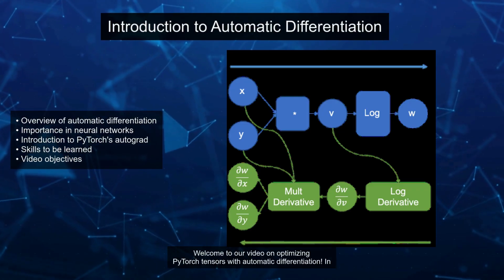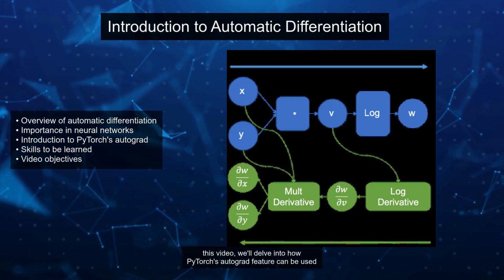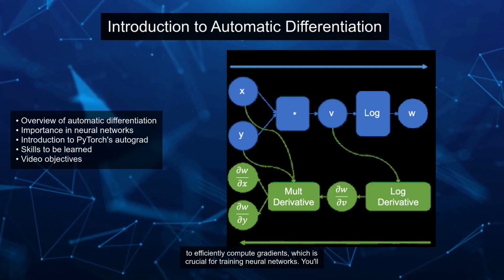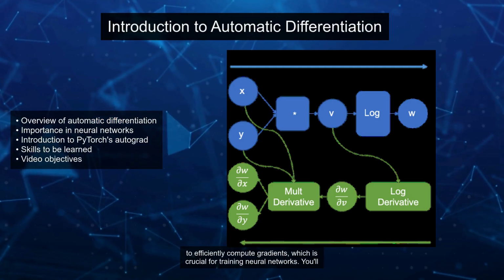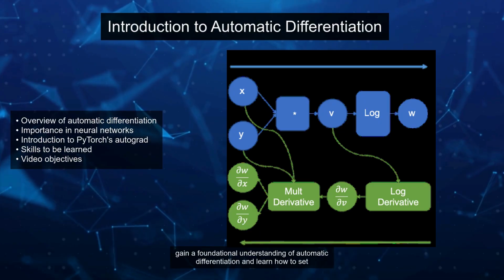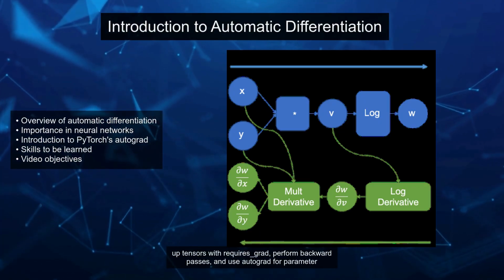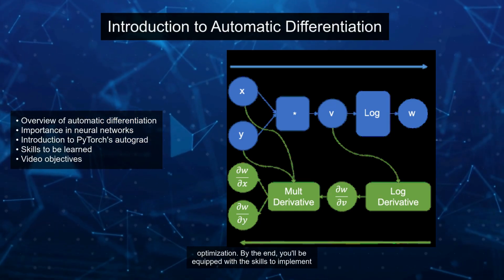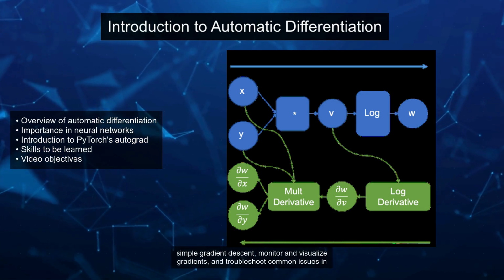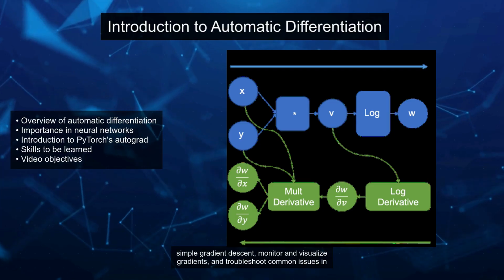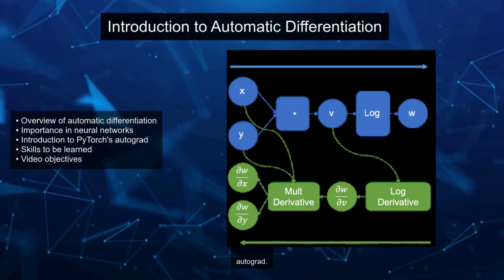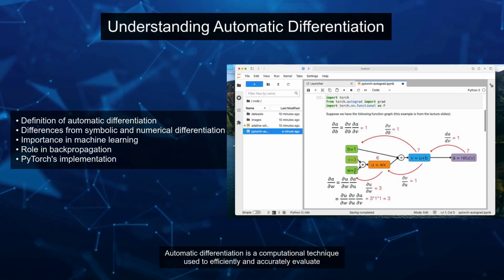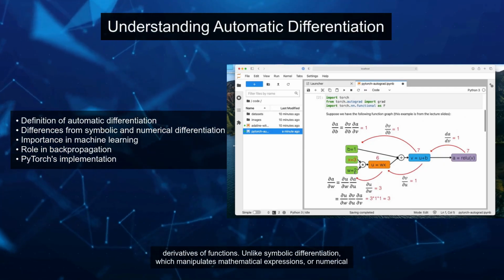Welcome to our video on optimizing PyTorch tensors with automatic differentiation. In this video, we'll delve into how PyTorch's Autograd feature can be used to efficiently compute gradients, which is crucial for training neural networks. You'll gain a foundational understanding of automatic differentiation and learn how to set up tensors with requires_grad, perform backward passes, and use Autograd for parameter optimization. By the end, you'll be equipped with the skills to implement simple gradient descent, monitor and visualize gradients, and troubleshoot common issues in Autograd.